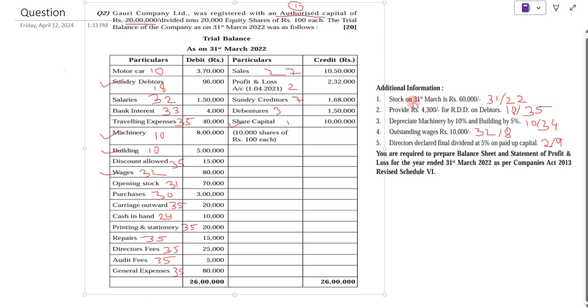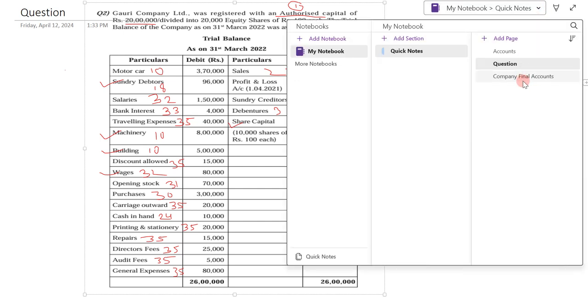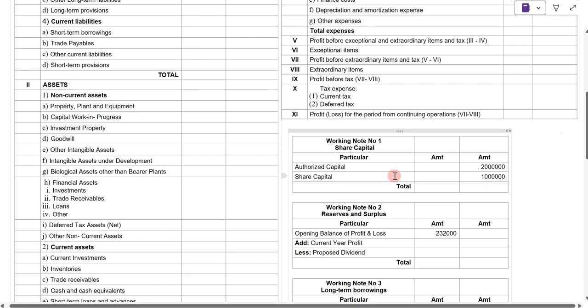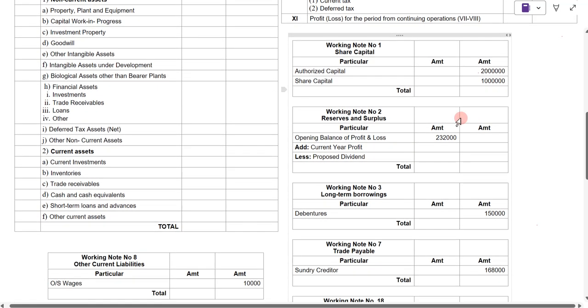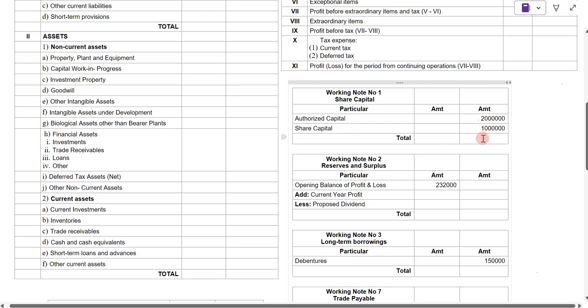Along with this we have done the additional information also along with the second effect. So stock, closing stock, debtors, machinery, buildings, outstanding wages. Now what is remaining? Directors declared final dividend at 5% on paid up capital. So we have to work out the 5% on the paid up capital. Now see, whenever there is a dividend, it has to be declared on the paid up capital, that is share capital. You cannot take it on the authorized capital.